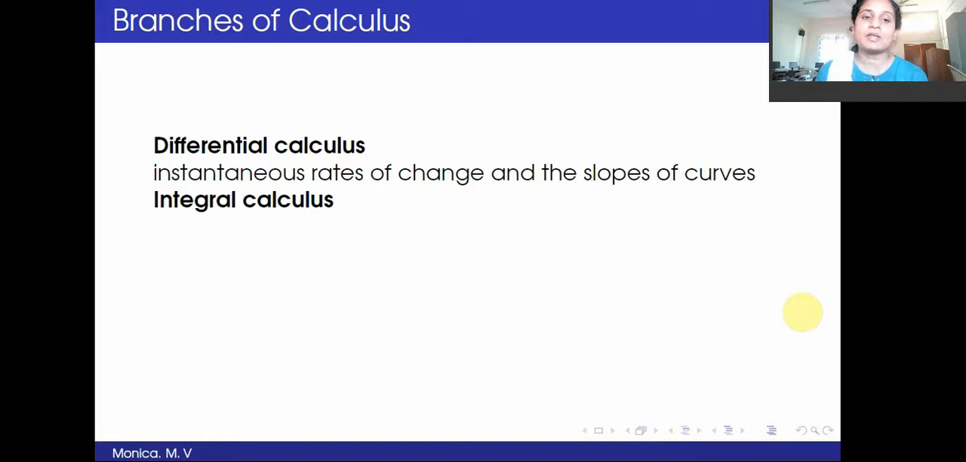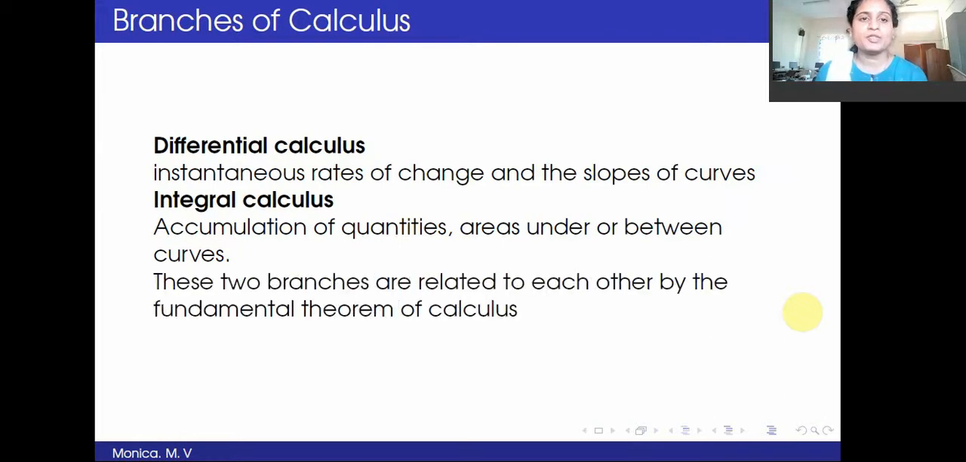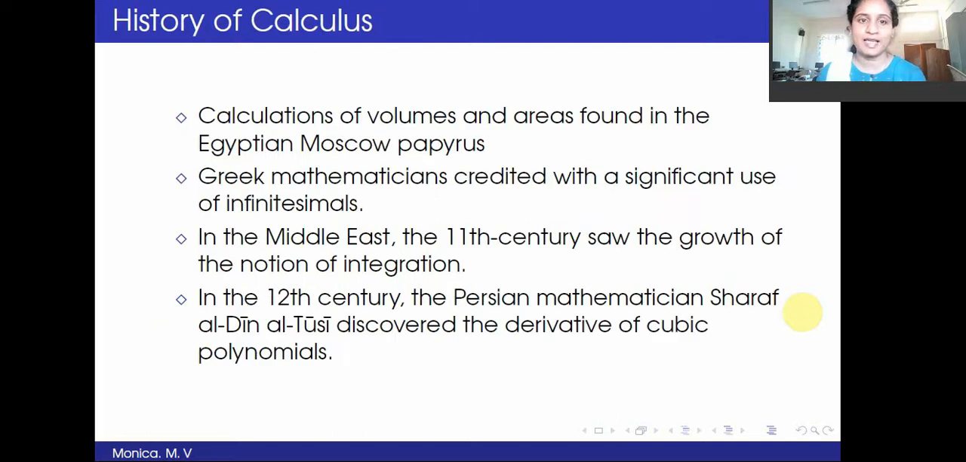The second branch is called the integral calculus. You might have already studied integration. So integration is part of integral calculus. It deals with the accumulation of quantities, areas under the curve or between two curves. These two branches of mathematics are combined together or related to each other by a theorem called the fundamental theorem of calculus. Now, where did this calculus originally start?